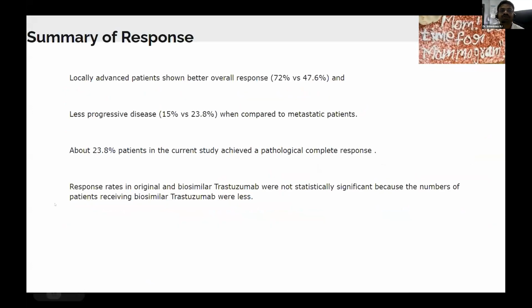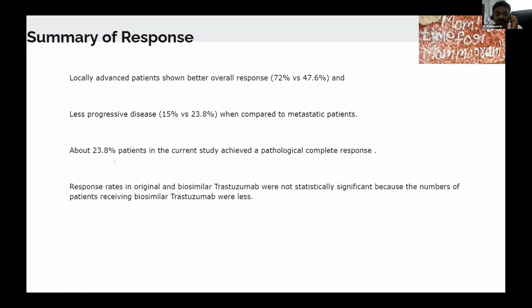Summary of the response: locally advanced patients showed a better overall response, 72% compared to 47% of the patients with metastatic disease. There was less progressive disease in locally advanced disease compared to the 23% in metastatic patients. About 23% of the patients in the current study achieved a pathological complete response. Those with locally advanced disease, we have done neoadjuvant therapy. Among those patients, almost 23.8% had a pathological complete response.